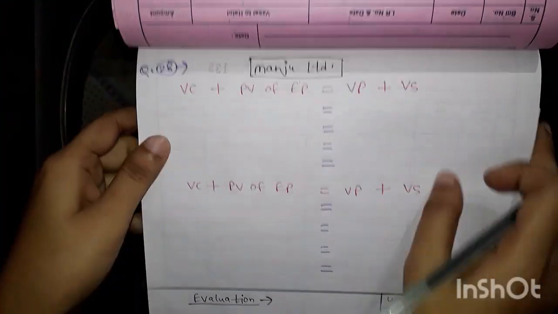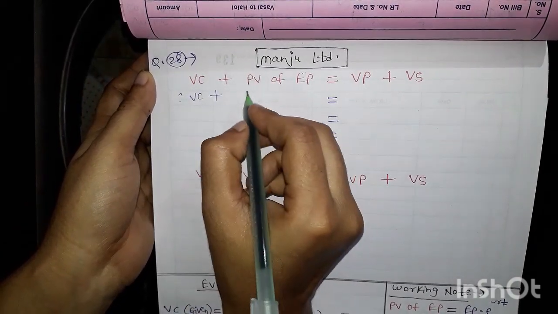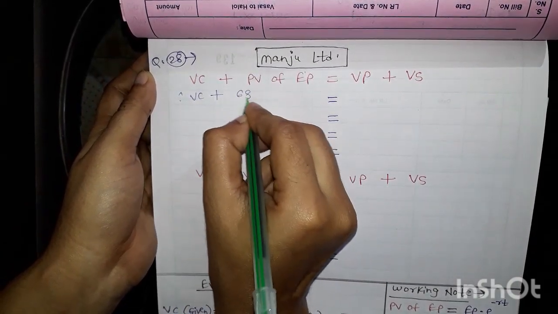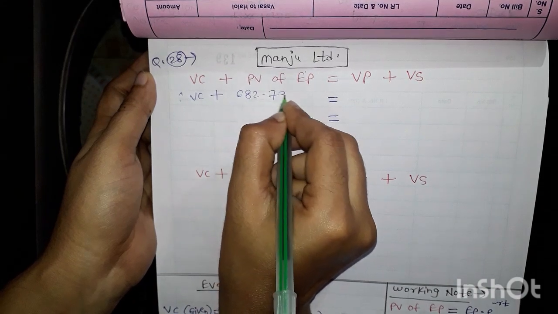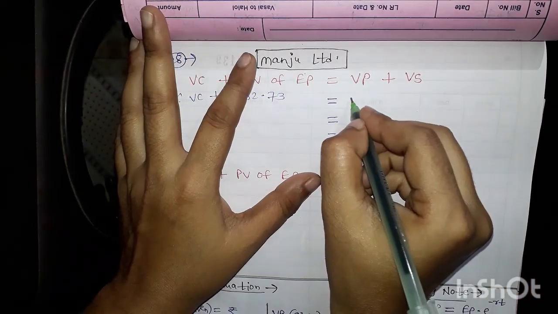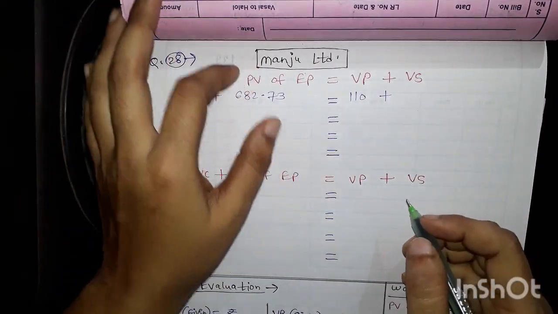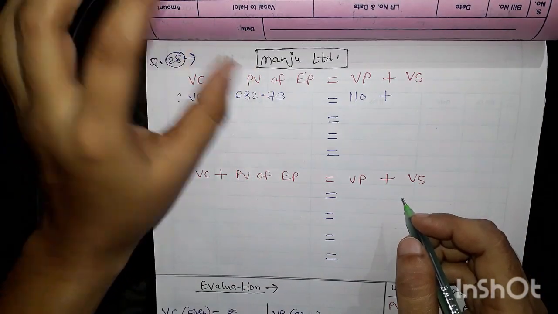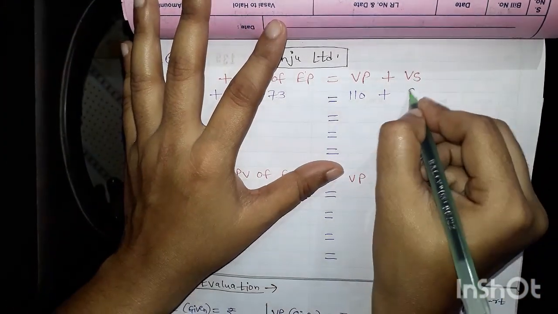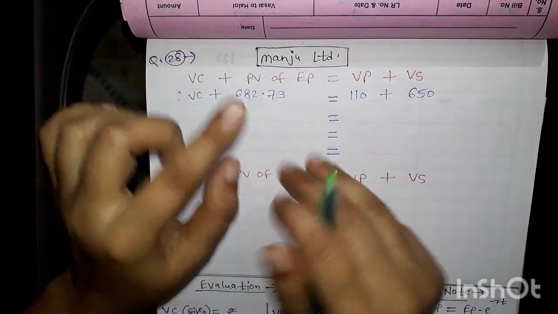Let's use it. First of all, I don't know the value of a call. We are going to find it out. Present value of exercise price is 682.73. Value of a put, which is already given, that is 110, plus value of a stock. Value of a stock means at how much the stock is traded, that is 650, already given. So everything is given.